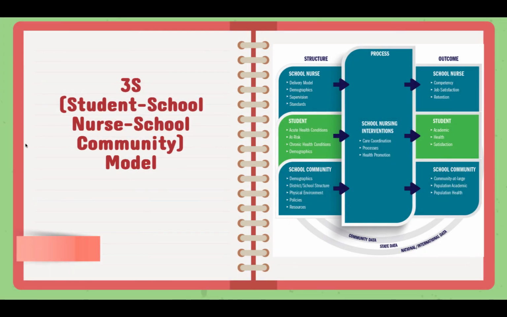And one of the ways that you can do that is by using the 3S model. This is the student, school nurse, school community model. This model helps you to identify and categorize data. It's derived from what's called the Donabedian model of structure, process, and outcome. Structure, process, and outcome, as you can see here.